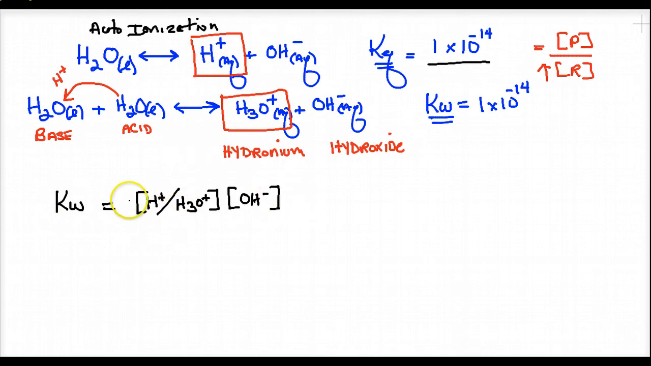Now, if you notice, it's products over reactants. But our reactants, as we can see, have what? Liquids. Solids and liquids don't apply because they don't have a concentration. So just like a KSP, we're left with the ions. It's like a solubility product for water. But we call it KW because we'll use it for different reasons, as I will show you now. What is this KW? Well, as we just said, it's equal to 1 times 10 to the negative 14.